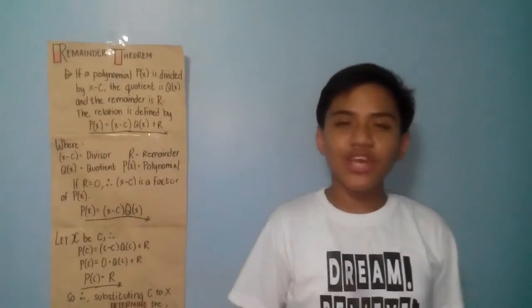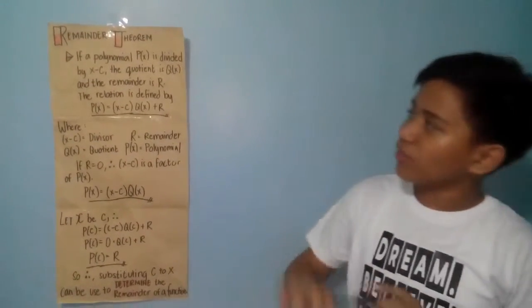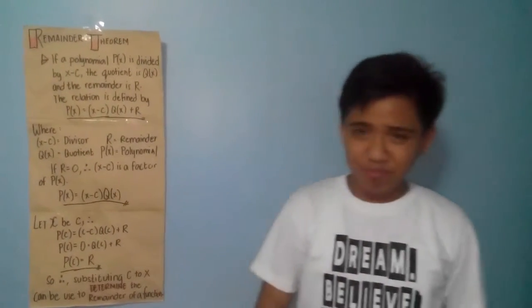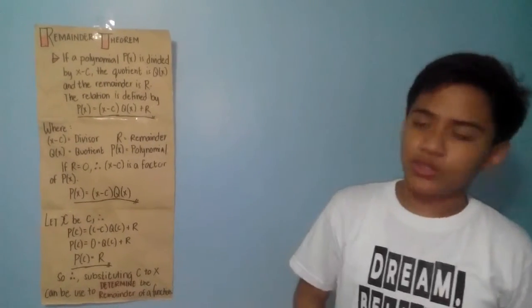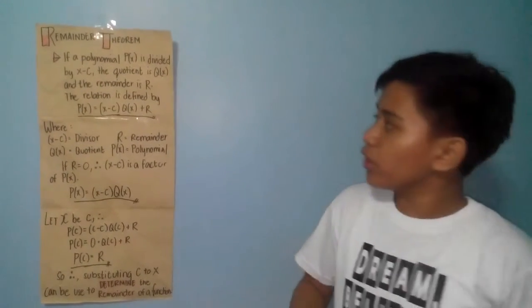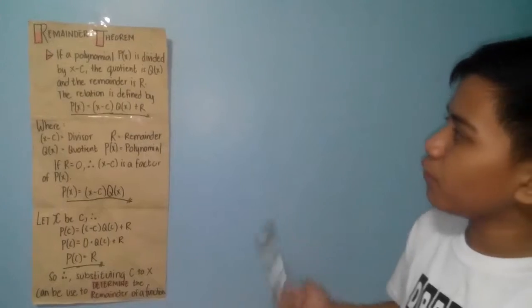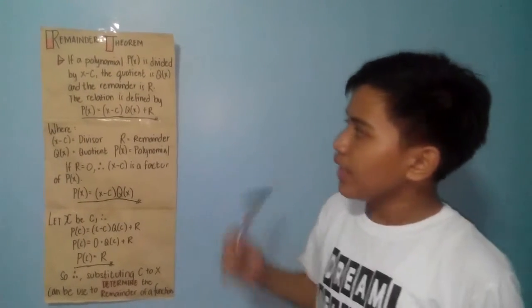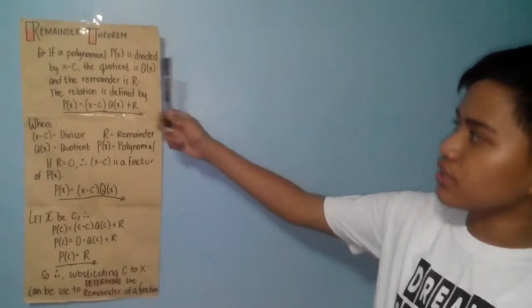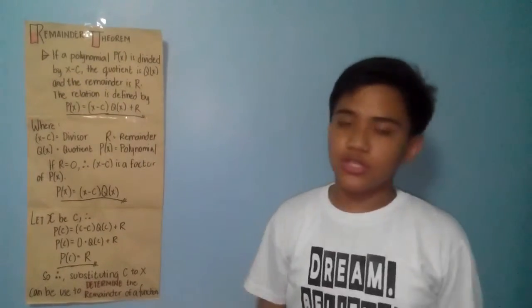Hello everyone. Today we are going to discuss the remainder theorem. First of all, what is the remainder theorem? The remainder theorem states that if a polynomial p of x is divided by x minus c, the quotient is q of x and the remainder is r.